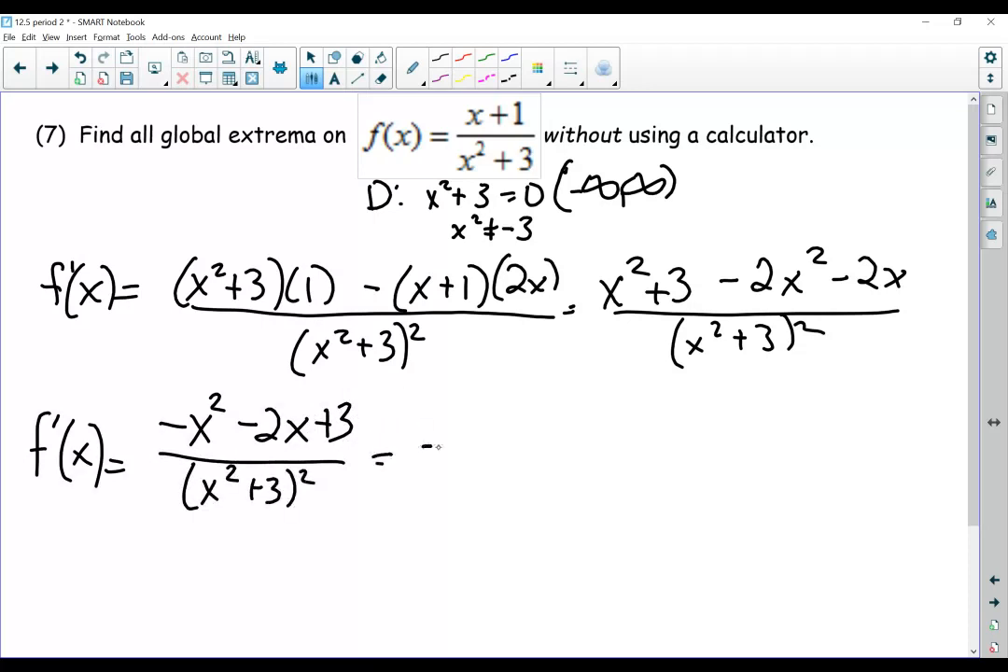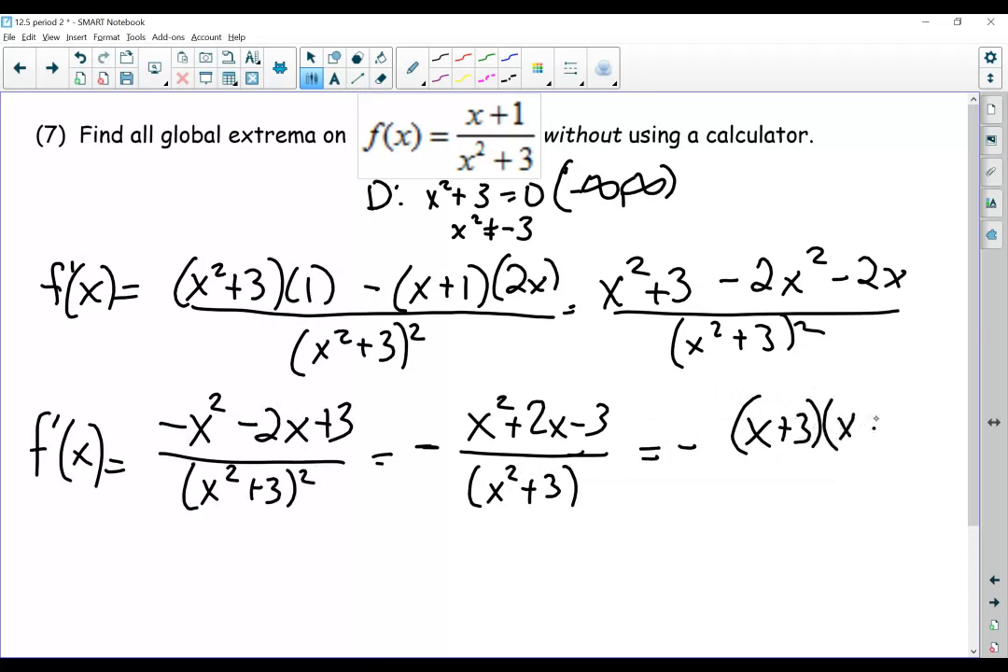Now guys, I'm going to pull out a negative. This is my trick because I don't like negative x squared. So I just factor out a negative, and that makes that top totally factorable. And I will factor it. I get x plus 3 and x minus 1, and there's like an imaginary negative 1 in front. Okay, so there's my derivative.